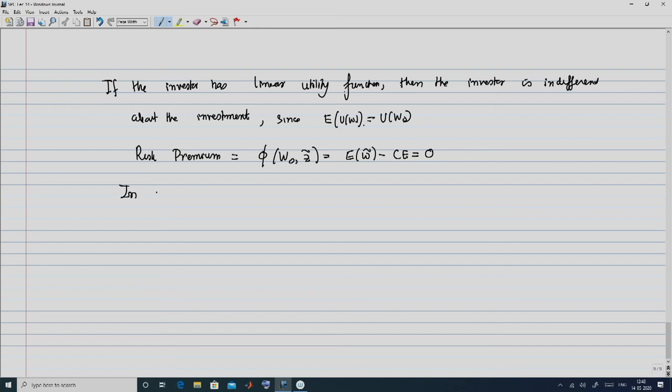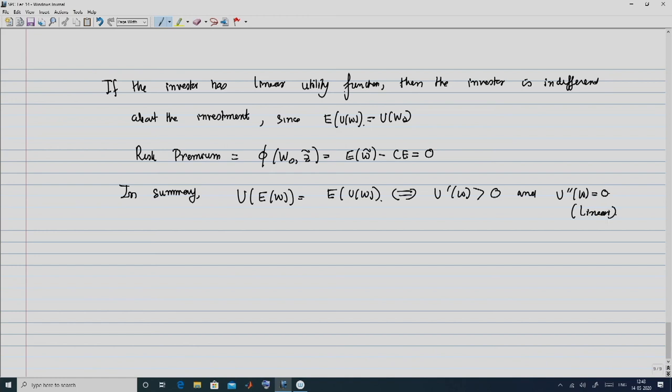So in summary, U of E of W is E of U of W, and this is equivalent to U prime of W greater than 0, which of course has to hold in case of utility functions, but U double prime of W is equal to 0. So this is because of the linear property.